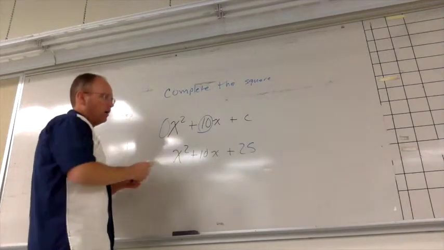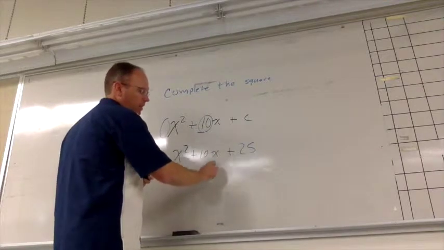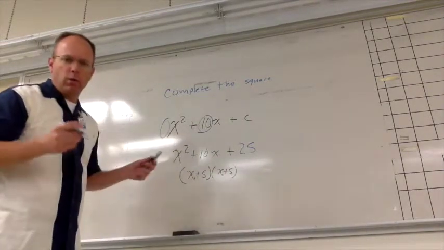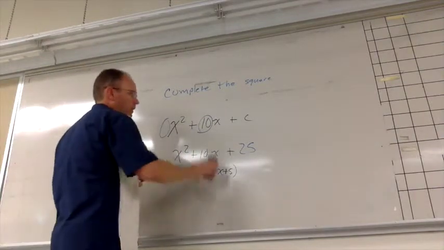The reason why this is now a complete square is if I were to factor this, this would be x plus 5 times x plus 5. If you were to FOIL this out, you would get x squared plus 10x plus 25. So that's the first step.